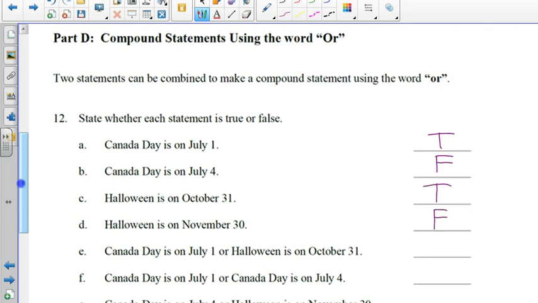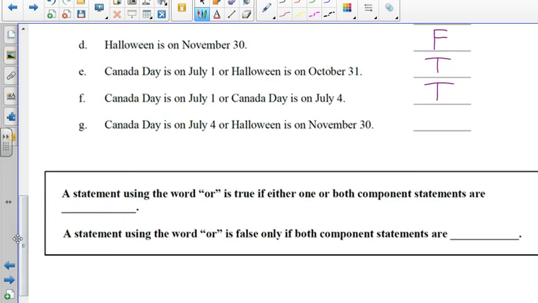Canada Day is on July 1st or Halloween is on October 31st. Canada Day is on July 1st or Canada Day is on July 4th. Canada Day is on July 4th or Halloween is on November 30th. A statement using the word or is true if either one or both component statements are true. True. The statement using the word or is false only if both component statements are false.